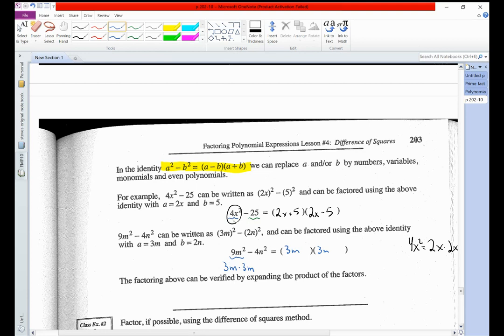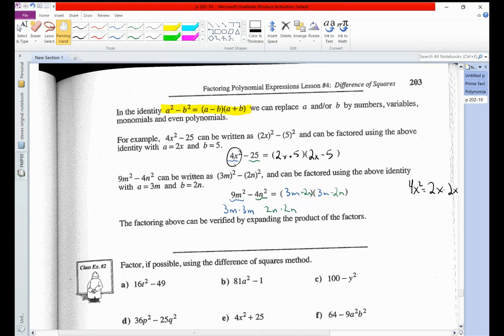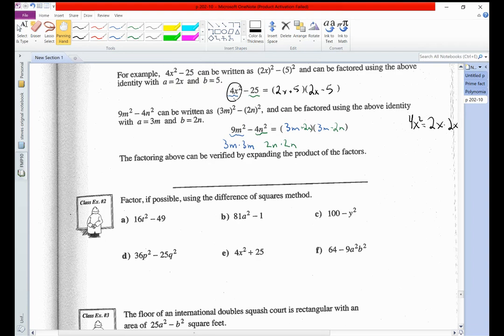And 4n squared is a perfect square. It can be written as 2n multiplied by 2n. So we'll go plus 2n minus 2n. And that's that binomial factored. Those are the two factors right there. So again, the hardest part is recognizing that you're dealing with perfect squares or difference of perfect squares.